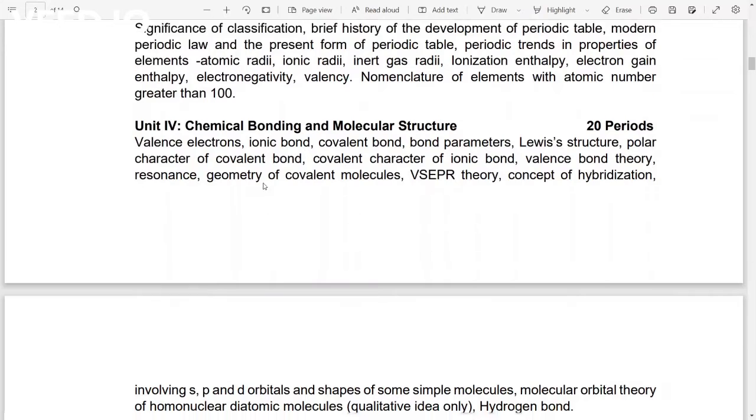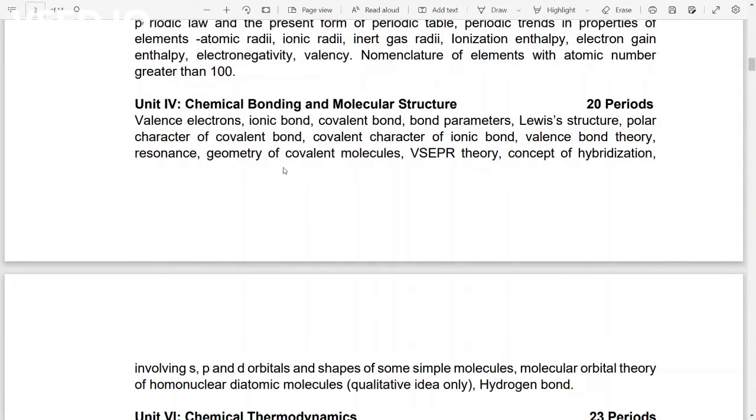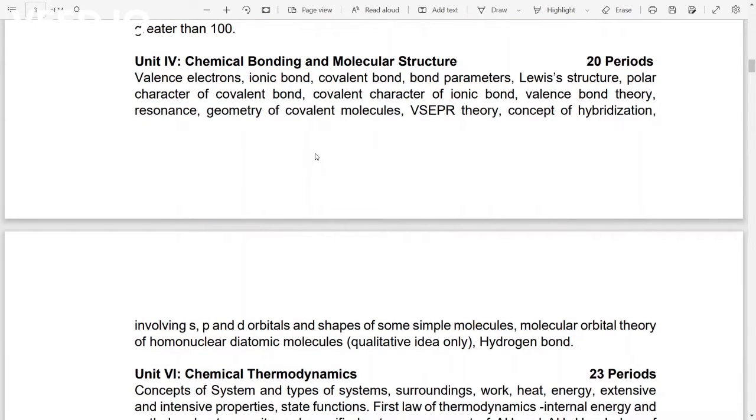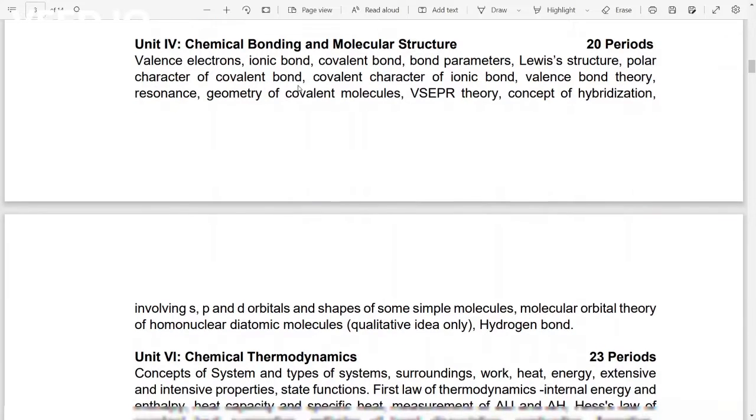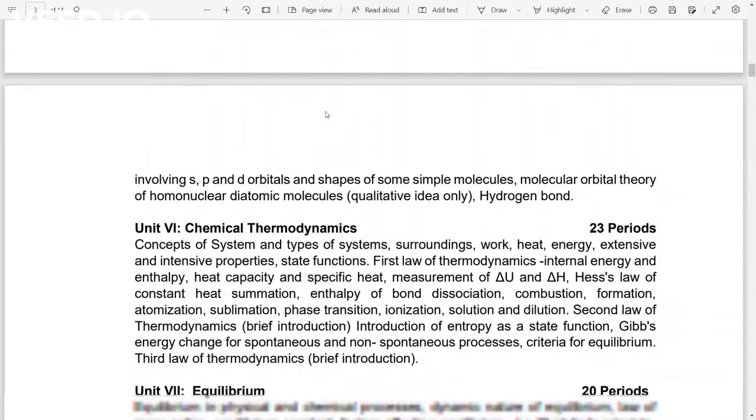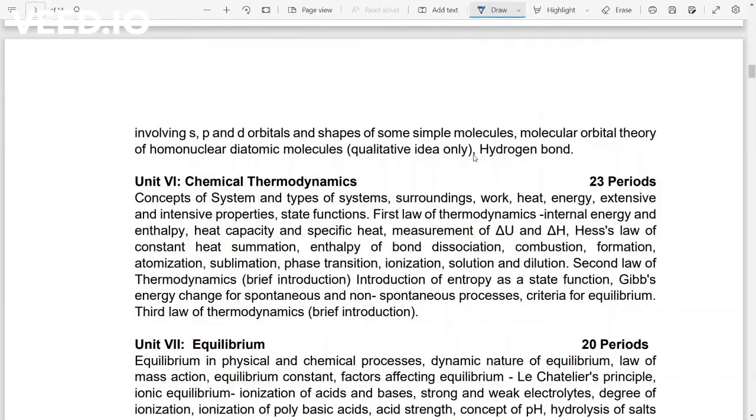Then we have chapter number 4, Chemical Bonding and Molecular Structure. This chapter contains 7 marks. It is a very interesting and easy chapter. In this chapter, we have theories like VSEPR theory and VBT, which is also known as valence bond theory. Next we have valence electrons, ionic bond, and covalent bond. We will be discussing these parameters also. Then we have a very important topic, hydrogen bonding. This topic is also linked with organic chemistry, and inorganic chemistry also contains it.